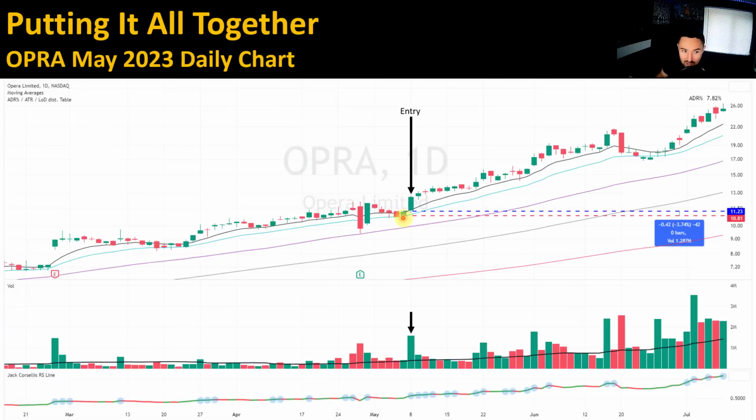OPRA. Okay, so it puts in this trigger bar. See how it opens on the low of the bar, closes on the high of the bar, initial risk through the high, underneath the low, would be around 3.74%. And then look at the trend that unfolds.